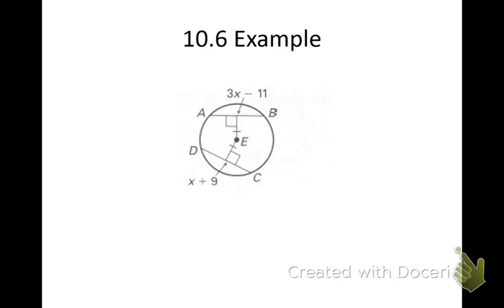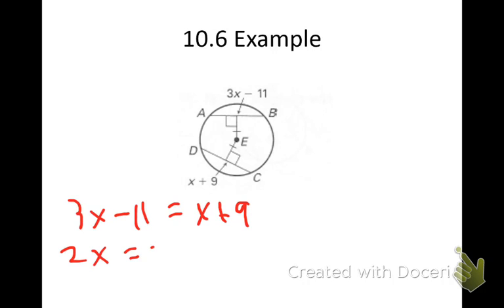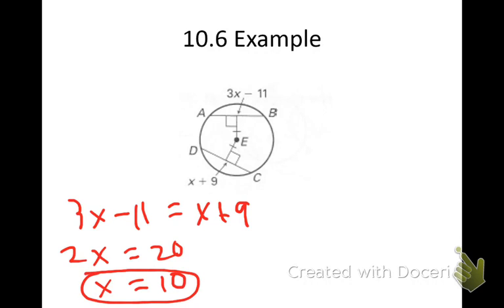So as Jacob said, we would take 3x minus 11, and we would set it equal to x plus 9, and then we'll solve for x. So I solve for x, we've got 2x equals 20, so x equals 10 would be our answer. Any questions on that? No questions. Okay.